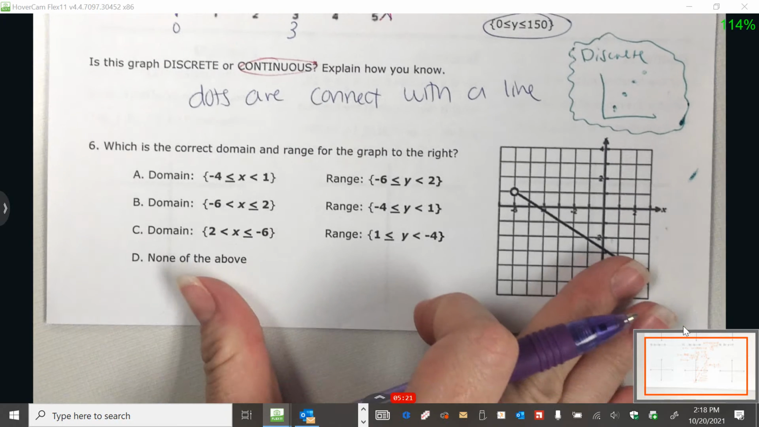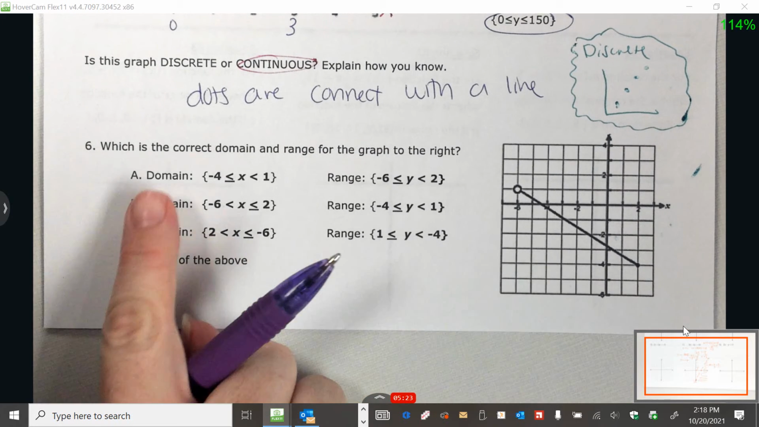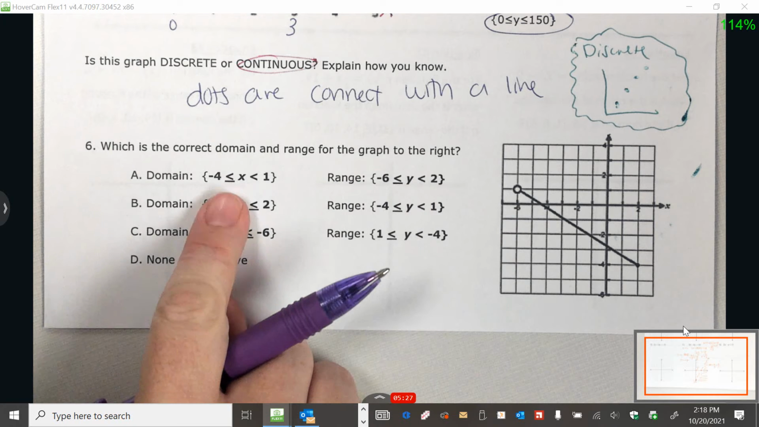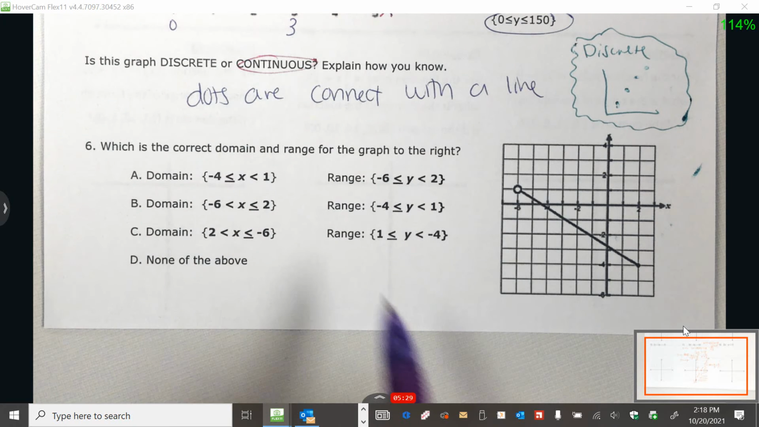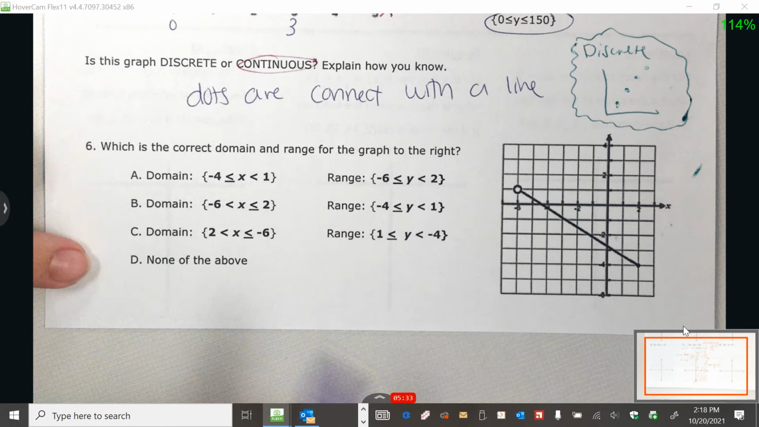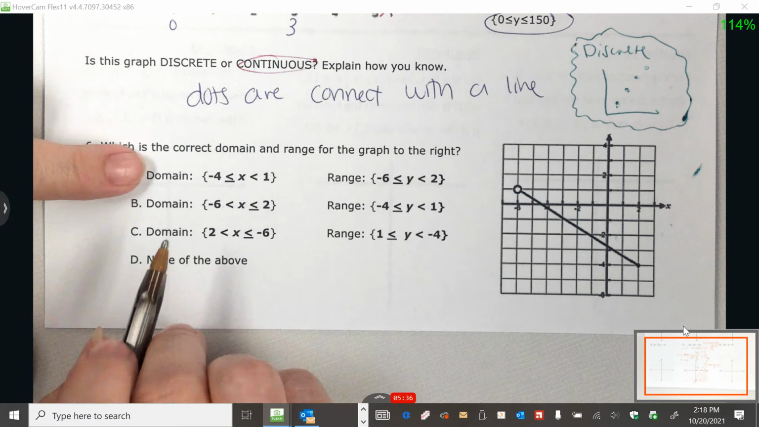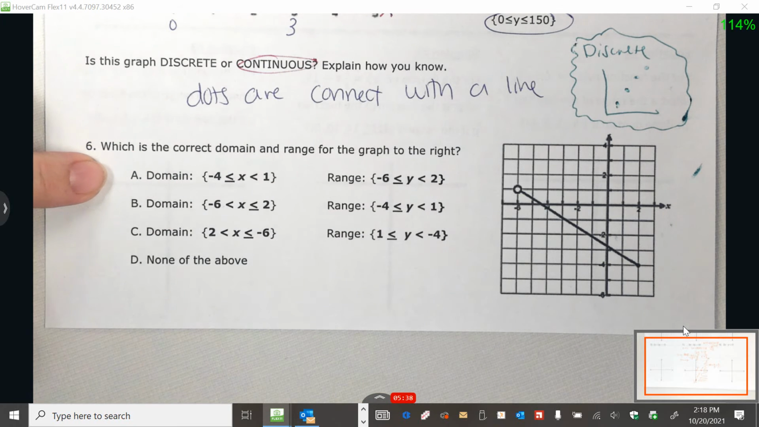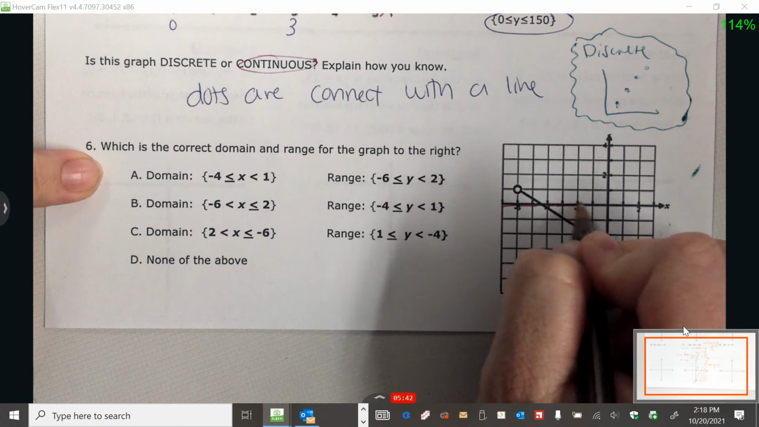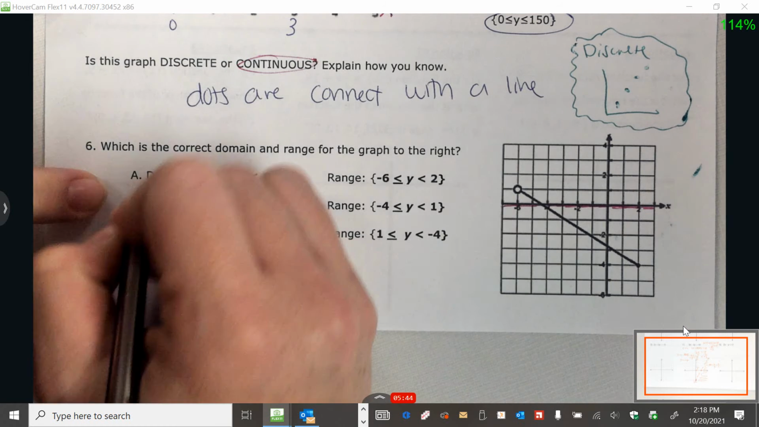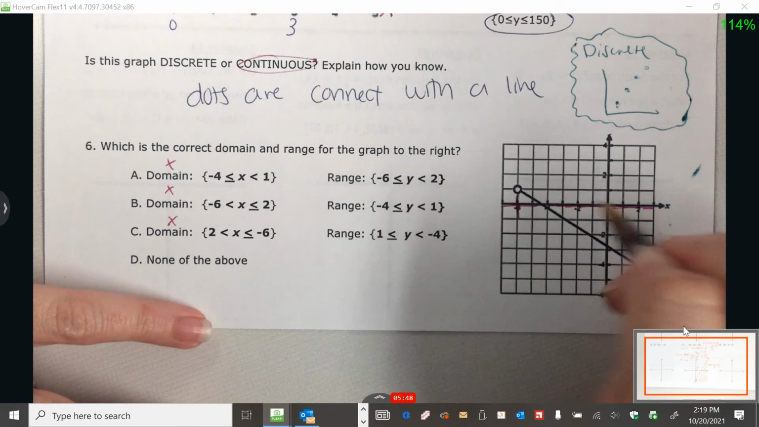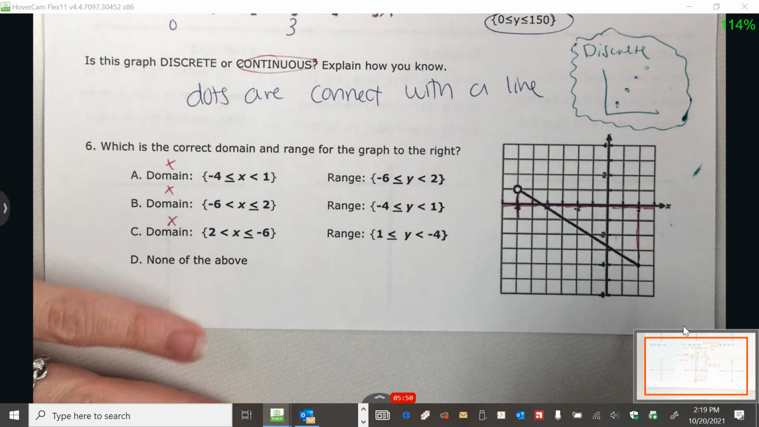Okay, number 6 says, which is the correct domain and range for the graph? Well, it's continuous, and all my answers are continuous, so I can't cross anything off. All my domains are x, all my ranges are y, so I can't cross anything off. Okay, so let's pay attention. Domain is x. Okay, so let's, with pink, I'm going to highlight my x-axis. So I want you to realize we're going to look at the farthest left all the way to the farthest right, and it's going to be written with inequality.